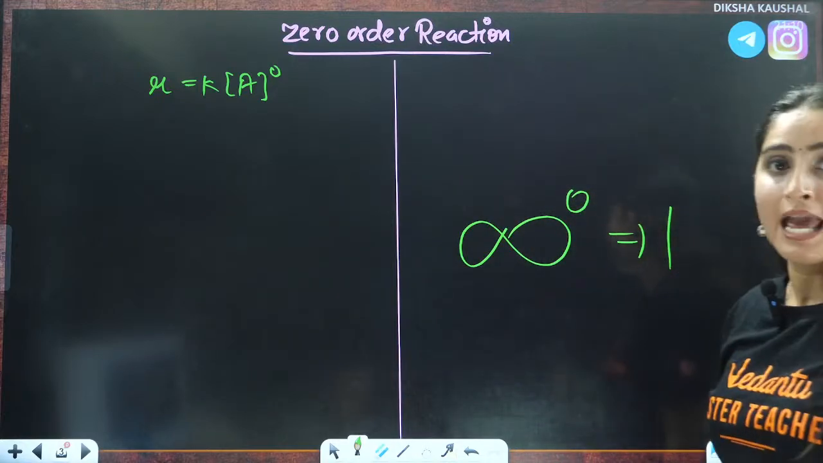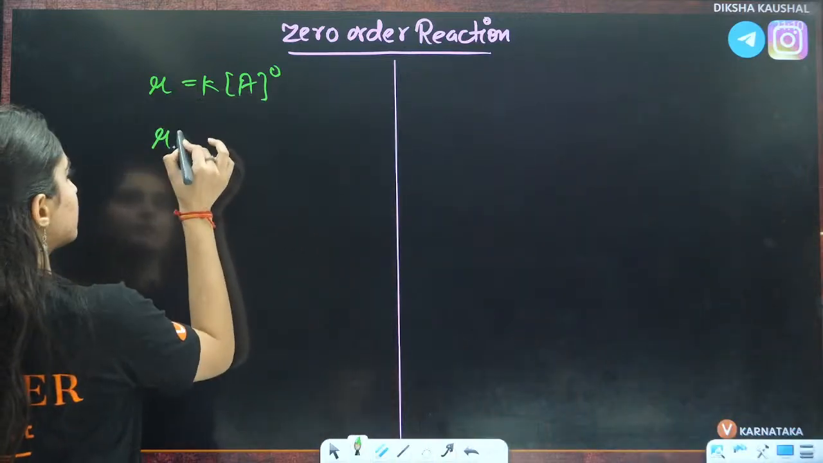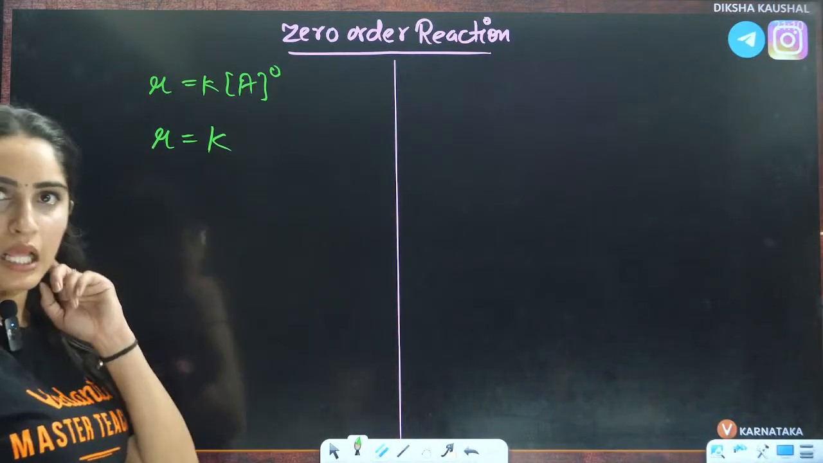That will be 1. Anything raised to power 0 is always 1. So here you can write R is equals to K, right?